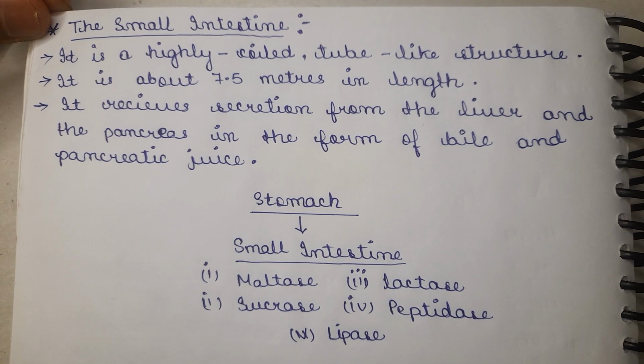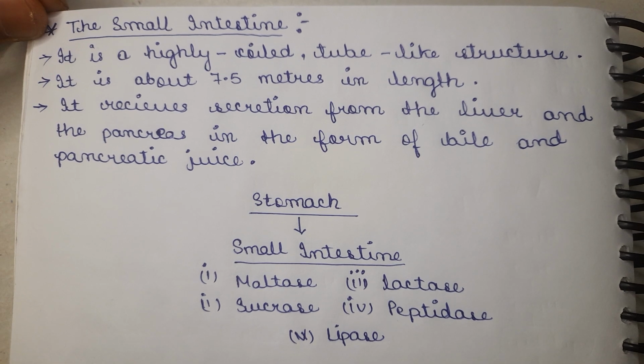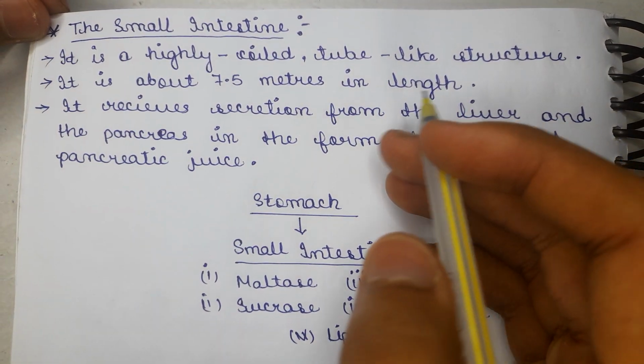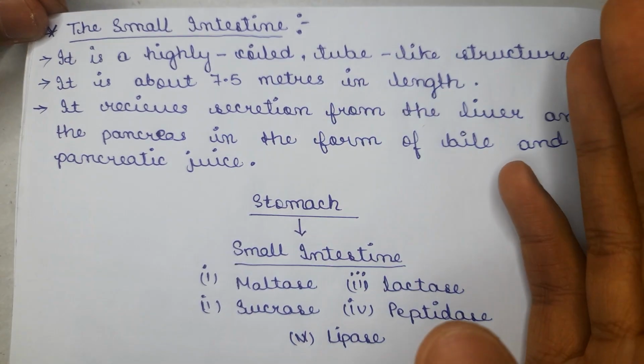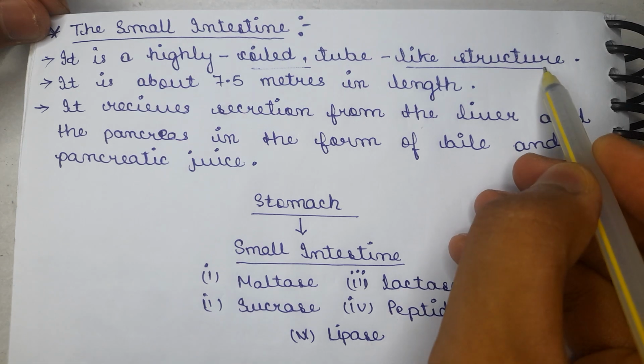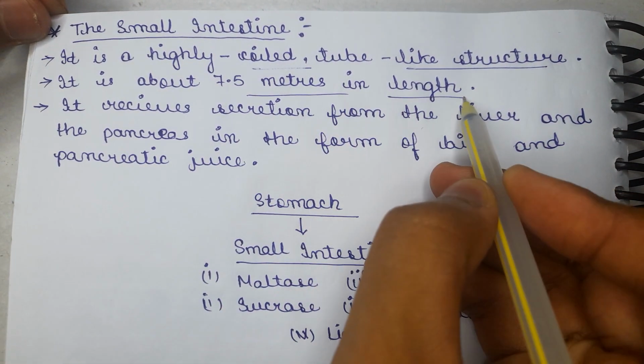Hello everyone. So our new topic is the small intestine, basic structures and the digestion process that starts in the small intestine. So starting with the structure, we all know that the stomach empties its contents into the small intestine, and the small intestine is a highly coiled tube-like structure, and it is about 7.5 meters in length.